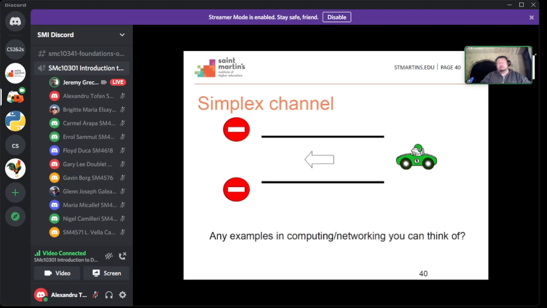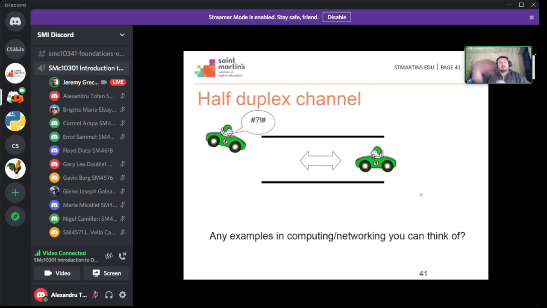Radio. Yeah, radio is one of them. Radio makes use of a simplex channel for the simple reason that the receiver is passive, in which they are receiving the signal and playing out what that signal is telling the radio to play out. Essentially, you're not sending data back to that radio station.